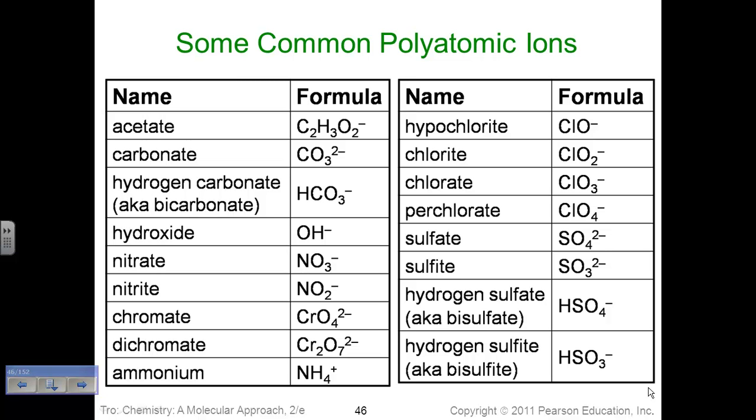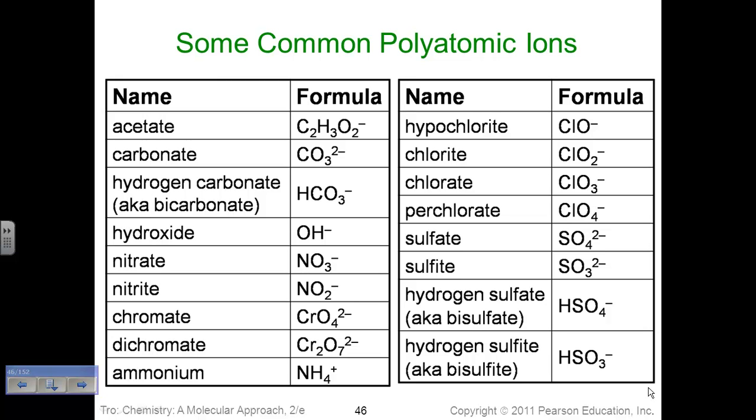Hydrogen sulfate has an H. H is a positive one, so if I add it to sulfate, SO4 -2, it becomes +1 with a -2. +1 with a -2 is a net -1. Sometimes we hear the word bi. Bi, that little prefix represented that hydrogen. You have bicarbonate, called hydrogen carbonate. You have bisulfate, called hydrogen sulfate. And hydrogen sulfite, sometimes called bisulfite.